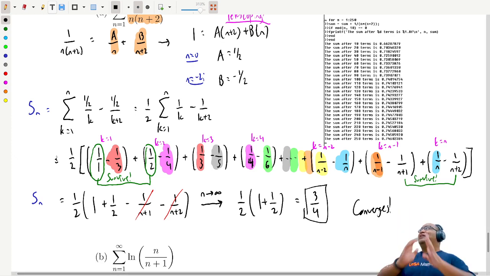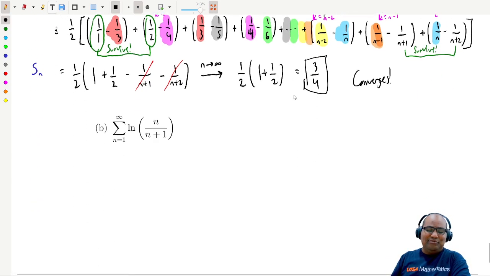So what happened here? We had to expand our summand and then do some exploration, see which terms survive and see which terms die. And then once the dust settles, we get a thing for our partial sums, we can go ahead and take a limit. Let's take a look at this last one here.